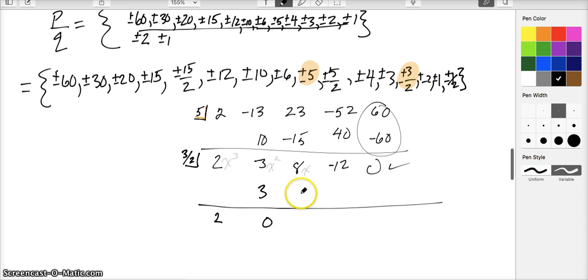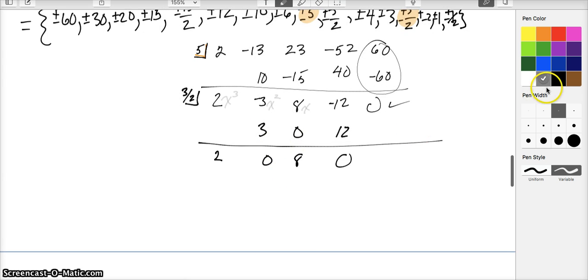3 over 2 times 0 is 0. 8 minus 0 is 8. 3 over 2 times 8. Well, the 2 goes into the 8 4 times. 4 times 3 is 12. And there we go. So now here I have this reduced, or depressed, equation.